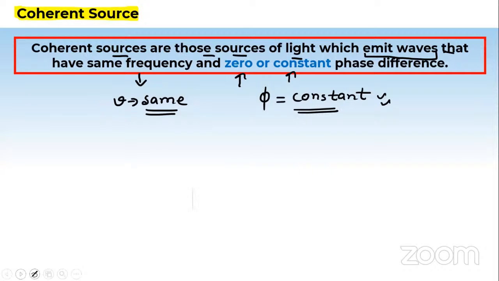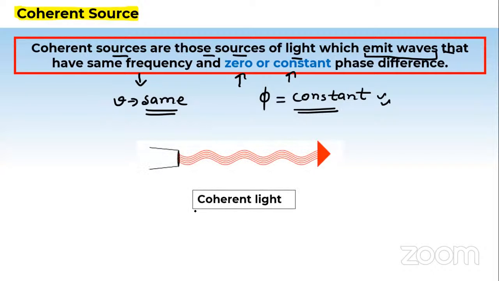Okay, this is coherent light, and this is a source of light. So light rays are going like this. You can see these are very symmetrical, isn't it? These light rays are very symmetrical.